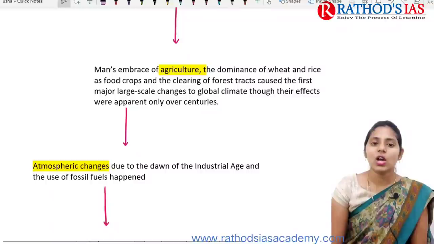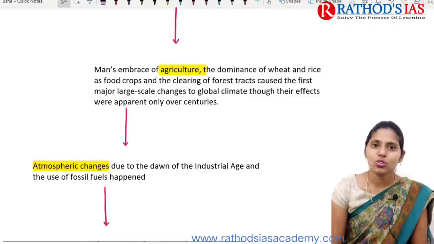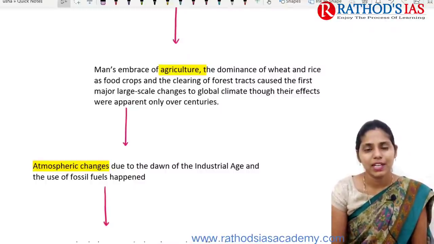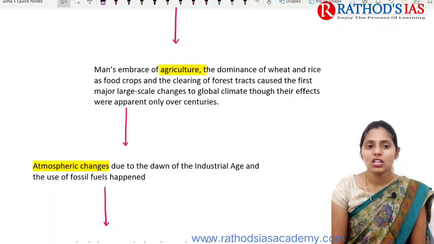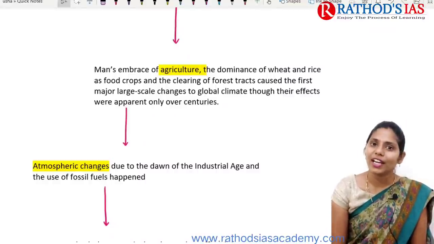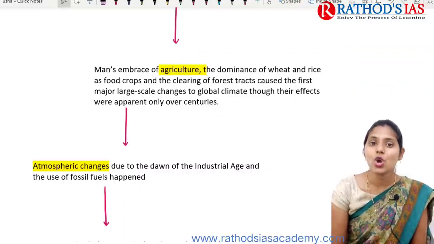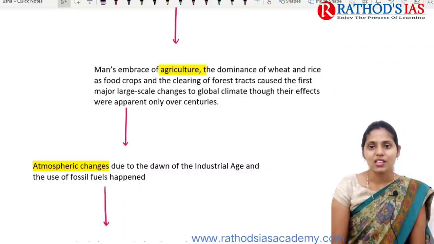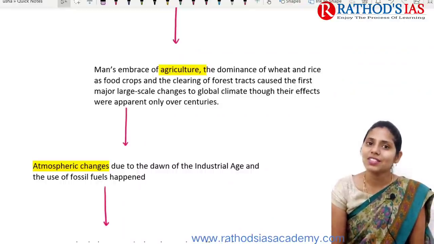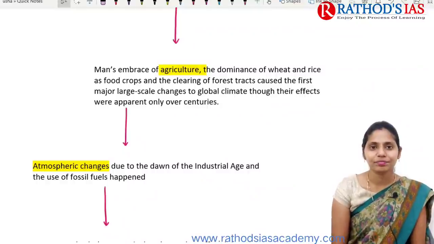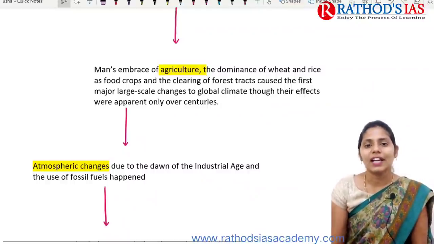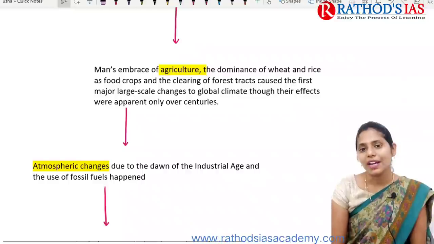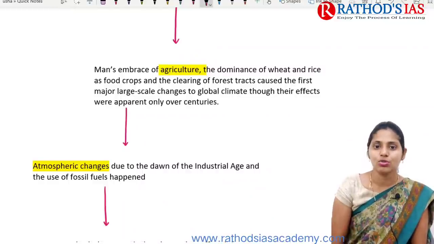events. Now, talking about agriculture, we are doing agriculture mainly for food security. To maintain the food security of the country, man is mainly going for agriculture. This agriculture is mainly dominated by wheat as well as rice. What might be the reason? That is MSP, minimum support price. This comes under our economy, right? So agriculture is mainly dominated by rice as well as wheat as food crops.